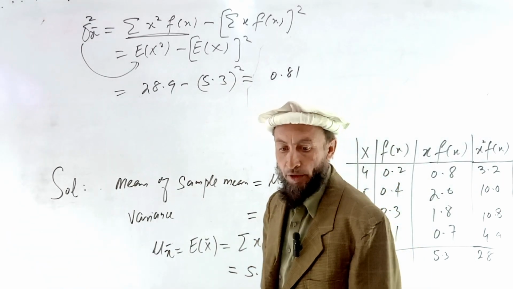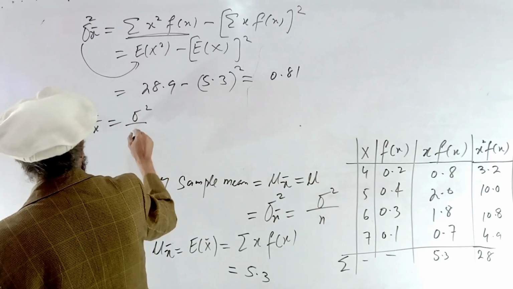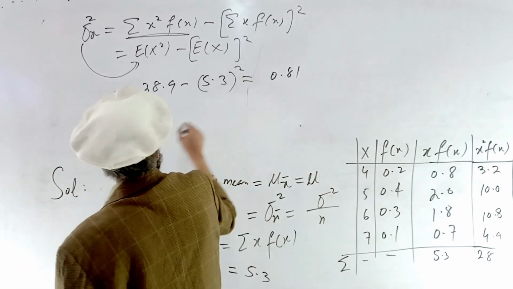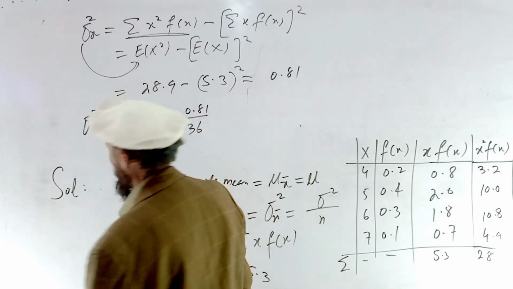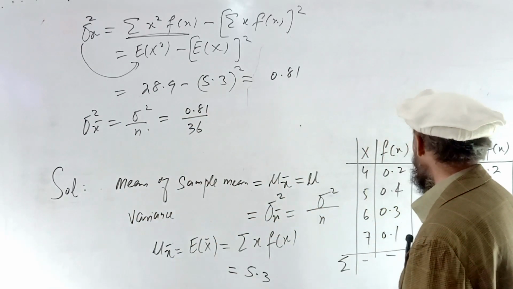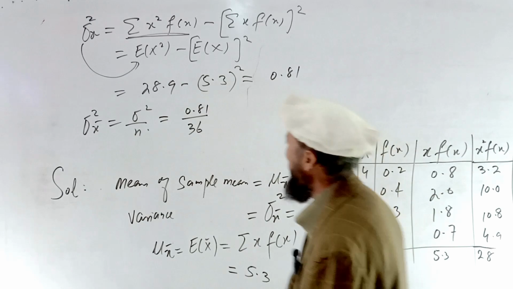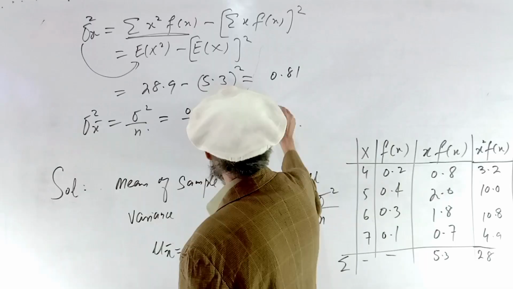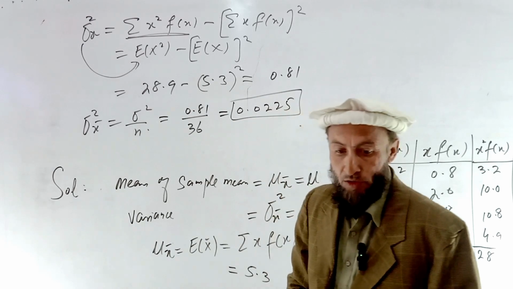Now the second part: sigma squared of x bar is equal to sigma squared divided by n. We have found sigma squared, which is 0.81, divided by n, which is 36. The sample size 36 is already given in the question. If we divide, 0.225 is the required answer. Now the first part we have done.